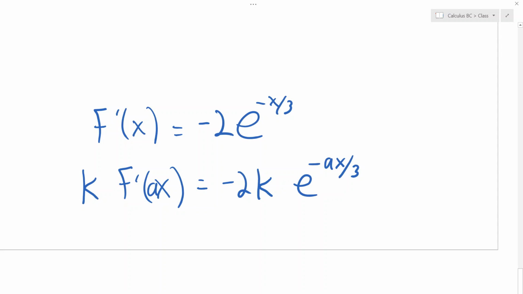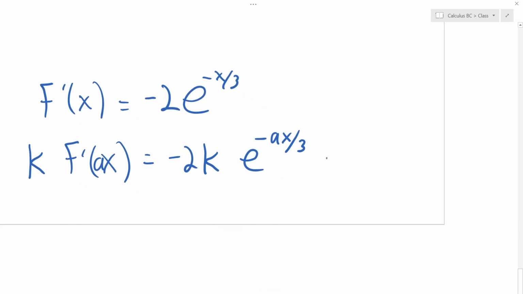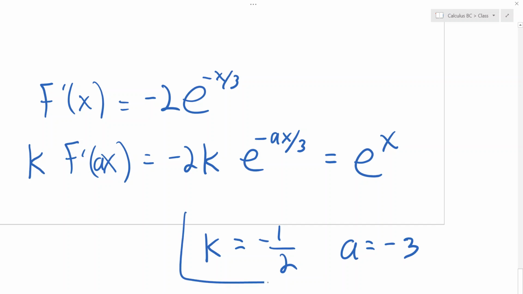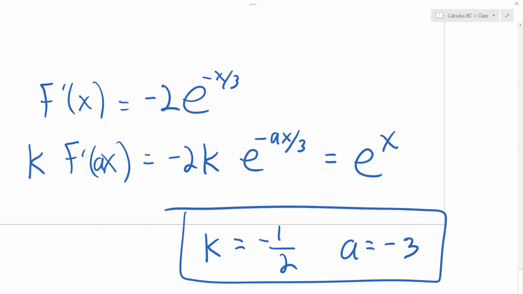But what do we need that to equal? It has to equal the series we're asking about, which happens to be e to the x. If that has to be equal to e to the x, what's k got to be? Negative a half, definitely, and a has to be negative 3. That's it. But you got to recognize that, and set up the derivative. So I did that completely without the series. I'm going to do it with the series to show you what it looks like in case you had to.